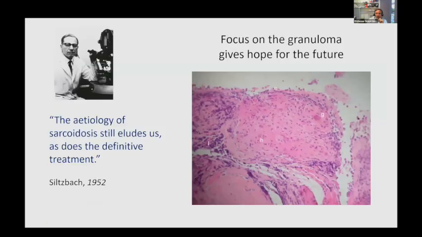So I'm going to finish up with this slide with another quote from Siltzbach. 70 years ago, he said, "The etiology, the cause of sarcoidosis still eludes us, as does the definitive treatment." And we've made a bit of progress since then. But what I hope I've showed you this morning is that by focusing on what we understand about the biology of the granuloma and the cells that make it up, that gives us hope for new treatments for the future.